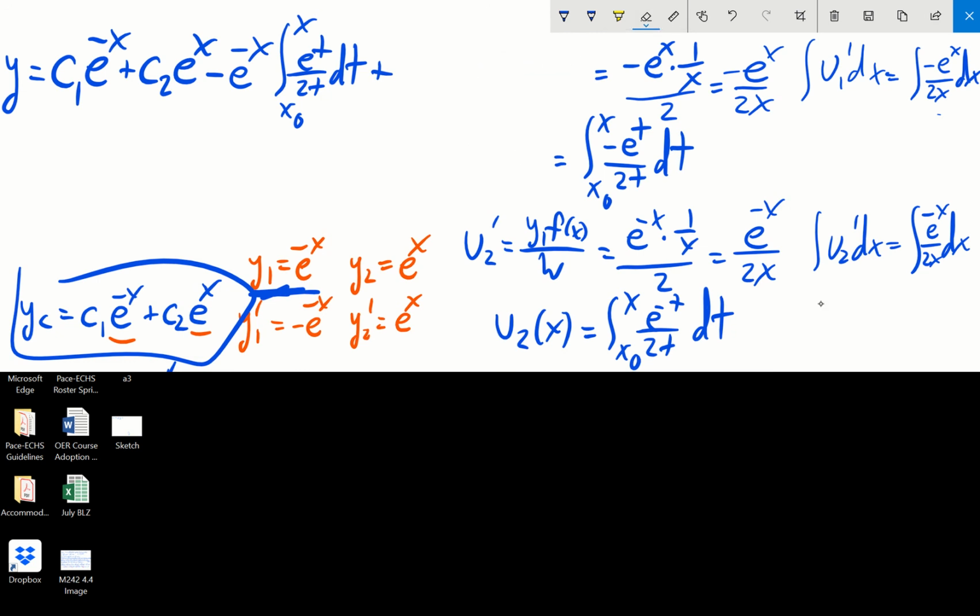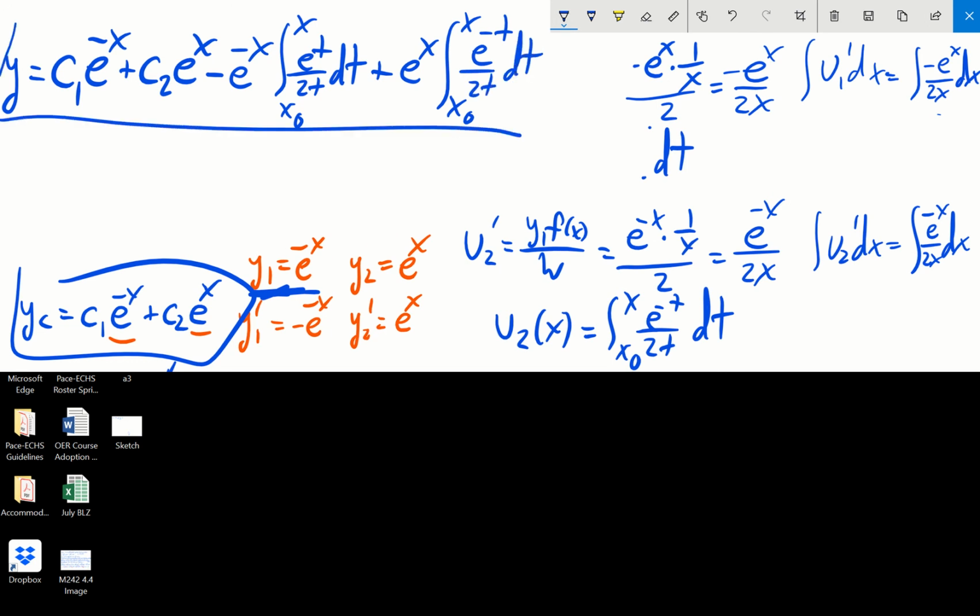u2 times y2. Well, I'll put the y2 term first. y2 is e to the x. And then u2 is the integral from x naught to x of e to the negative t over 2t dt. And this would be our general solution.